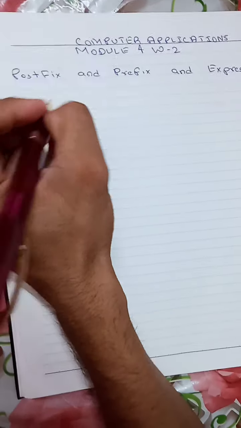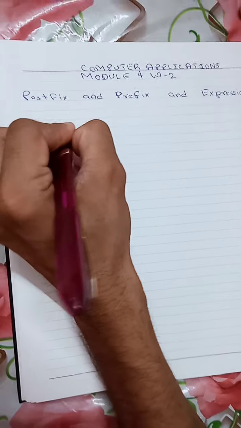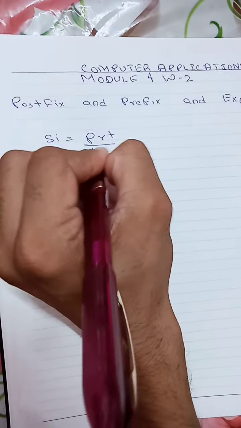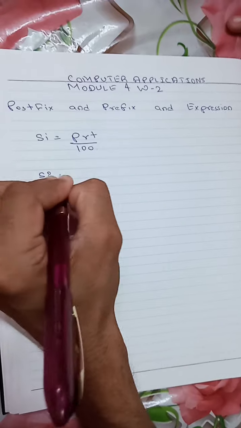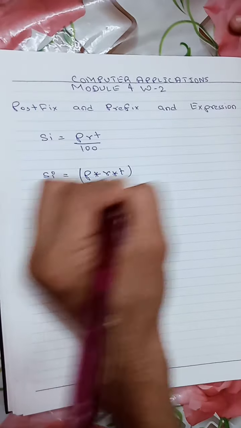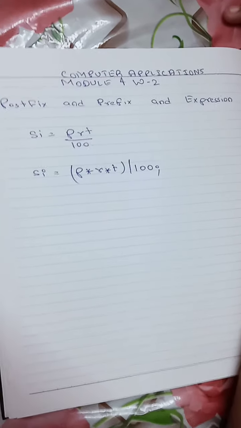So expression means, suppose you are having an expression SI equal to PRT divided by 100. Now when you write it in computer language Java form, then this becomes SI equal to P into R into T and then whole divided by 100, and we have to put the semicolon.